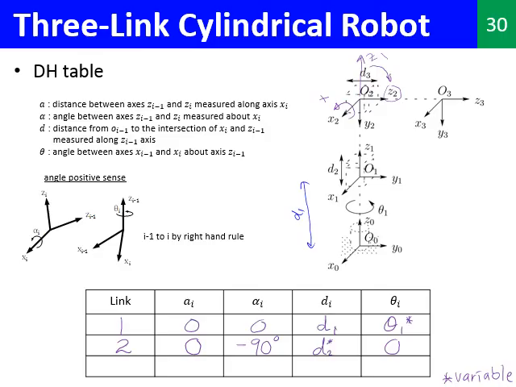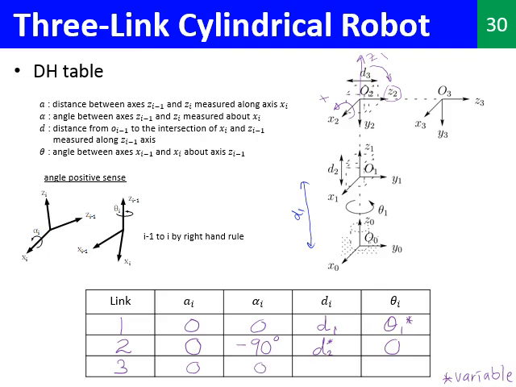Finally, we come to link 3 and let's see what we have for A3. So A3 is the distance between Z2 and Z3. So you can see Z2 and Z3 basically are the same axis, right? Therefore, the distance between those two will be 0. Okay. Next, we have alpha 3. So that is the angle between Z2 and Z3. So that's also 0 because they are the same axes.